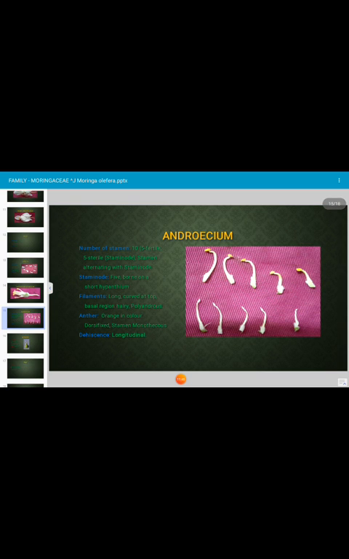This is the androecium of Moringa oleifera. What is androecium? That is the male part of the flower. It consists of stamens. How many stamens are present in Moringa? There are 10 stamens present, but 5 stamens are fertile. They produce pollen grains in the anther, and 5 stamens are sterile. The sterile stamens are known as staminodes, and the staminodes and stamens are arranged alternately.